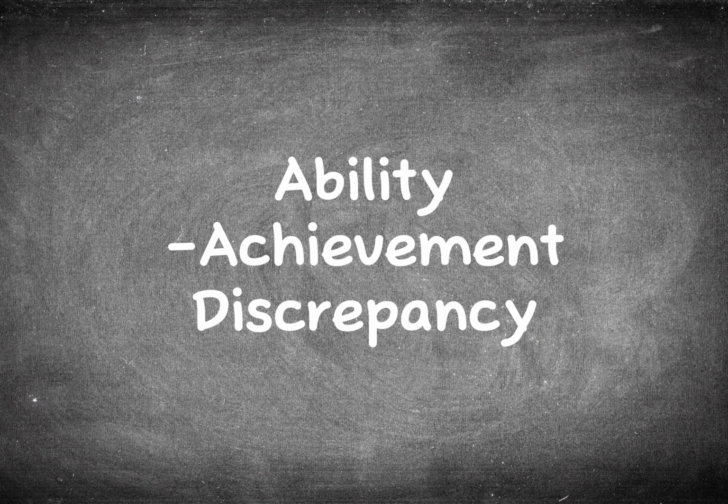When an ability achievement discrepancy is present, it suggests that the individual is not performing up to their full potential, and there may be underlying factors contributing to this discrepancy. These underlying factors may include learning disabilities, attention deficit hyperactivity disorder, ADHD, emotional or behavioral issues, or environmental factors such as poor teaching or lack of resources.